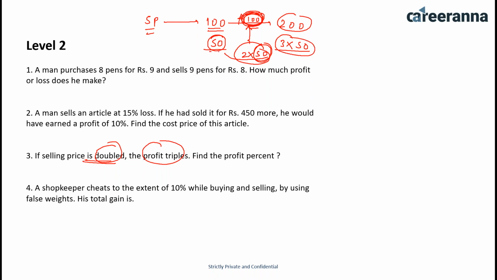Yes. So if profit is this, selling price is this, what is the cost price? 100 minus 50. It is 50. So cost price is 50, profit is 50. What percentage is 50 of 50? Isn't it 100?